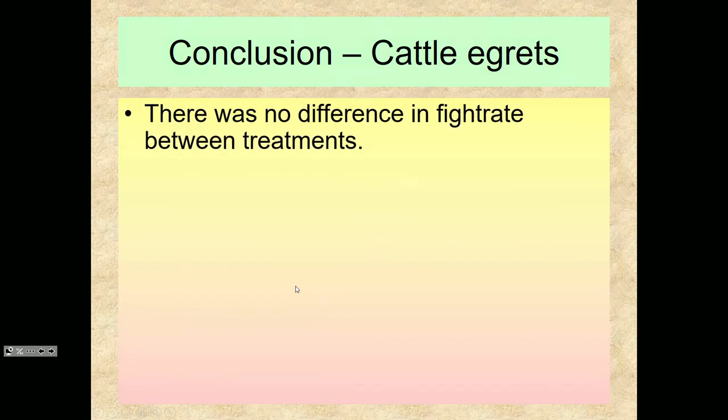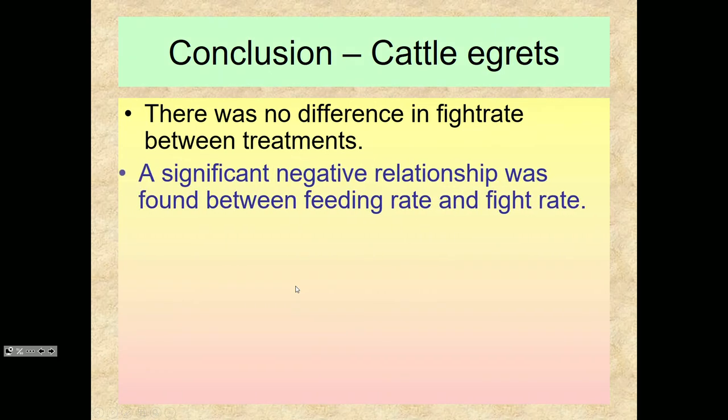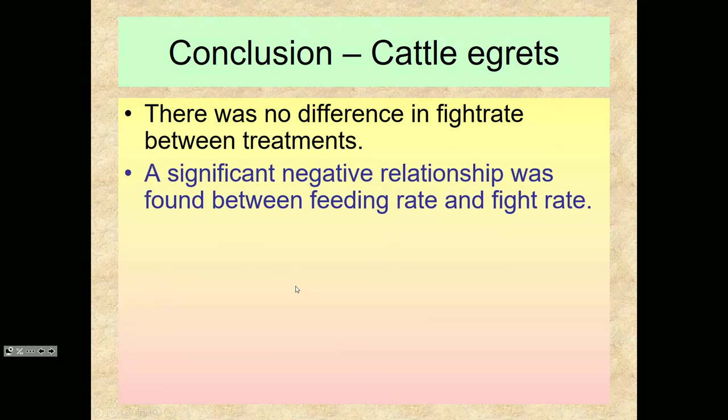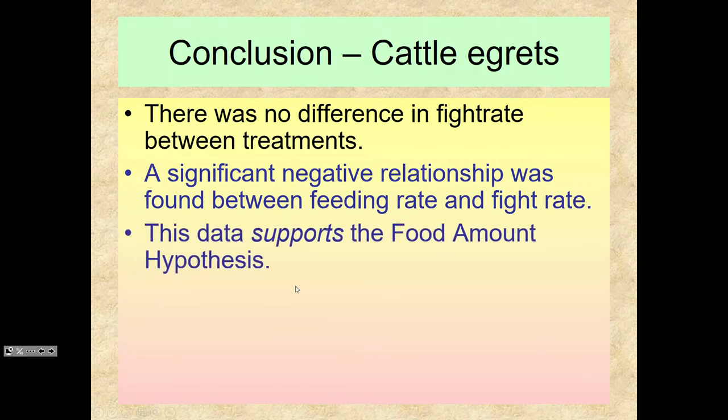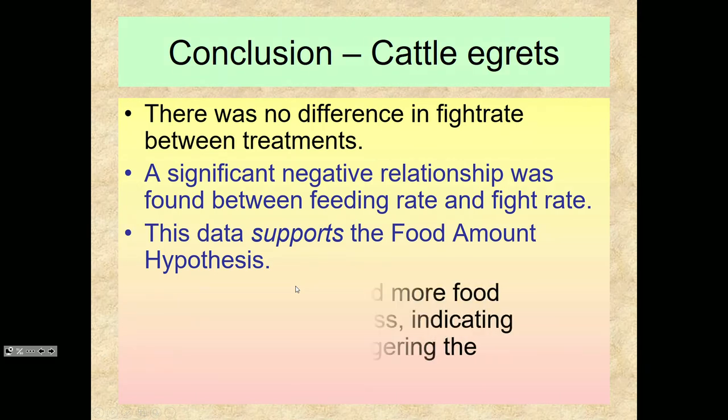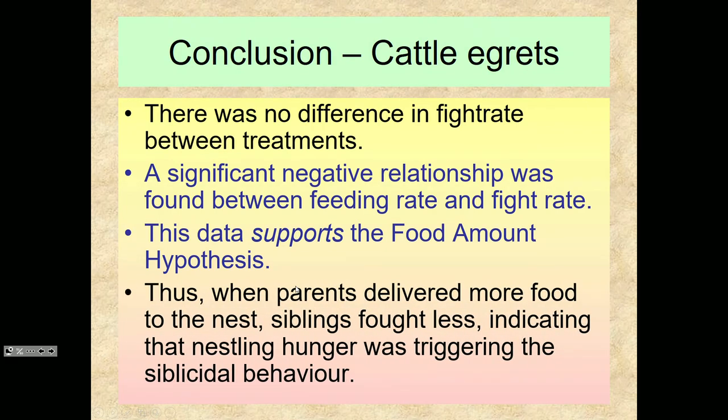So in conclusion to this second study, there was no difference in fight rate between treatments. But we find a significant relationship between feeding rate and fight rate. So this data supports the food demand hypothesis. When parents delivered more food to the nest, siblings fought less, indicating that nestling hunger was triggering this siblicidal behavior.